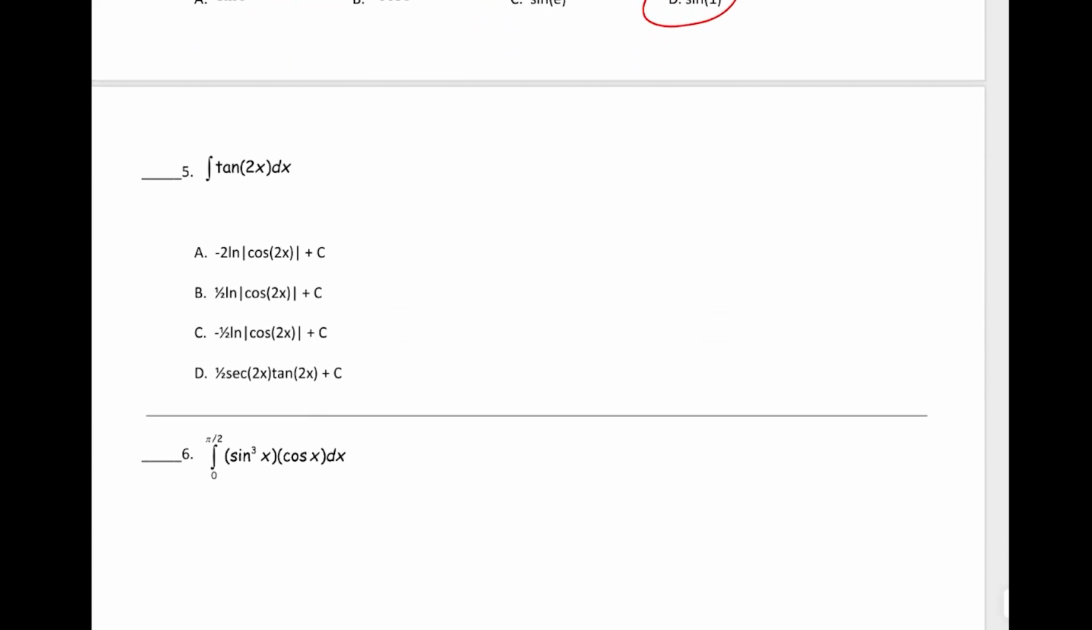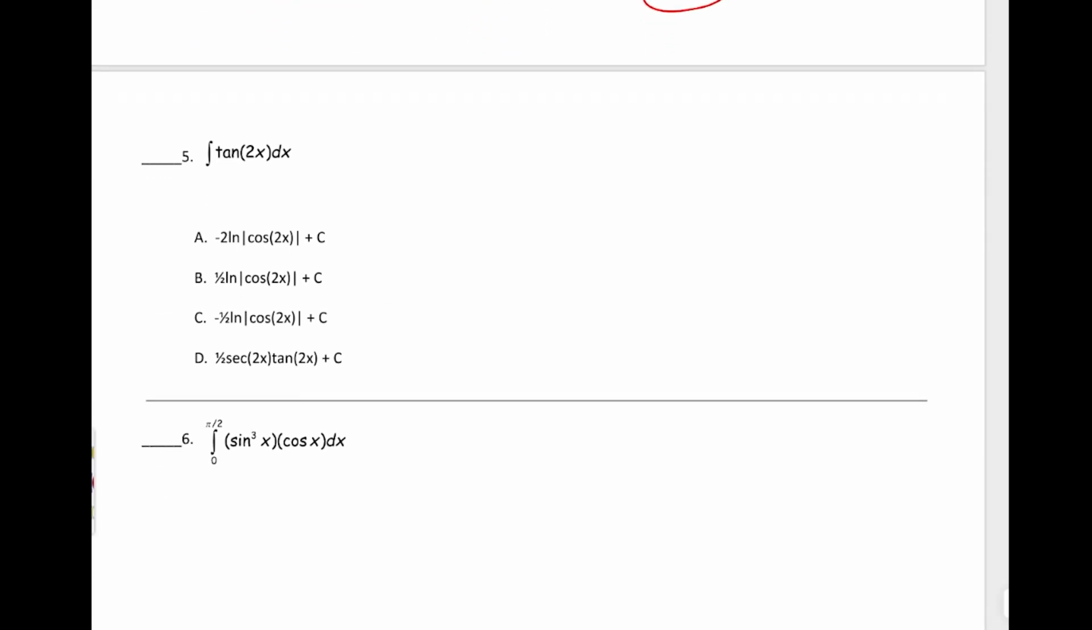Number 5, the integral of tangent of 2x dx. The inside function here is what we want u to be, which is 2x. So du is 2 dx. I don't have a 2, though. That's a little hard to tell, but there is an implied 1 here. So if I divide both sides by 2, I'm just going to get dx, which is what I have.